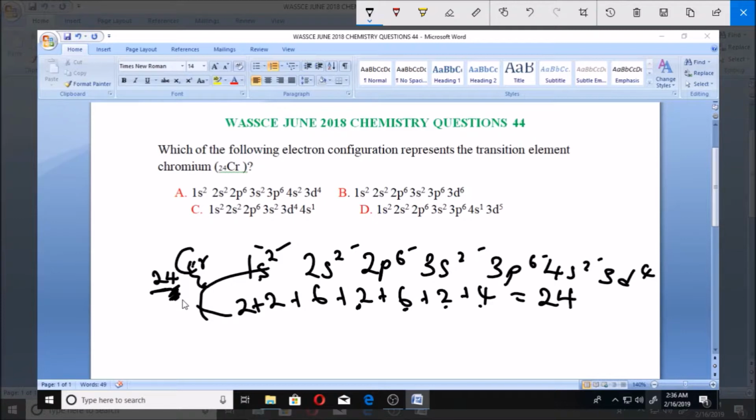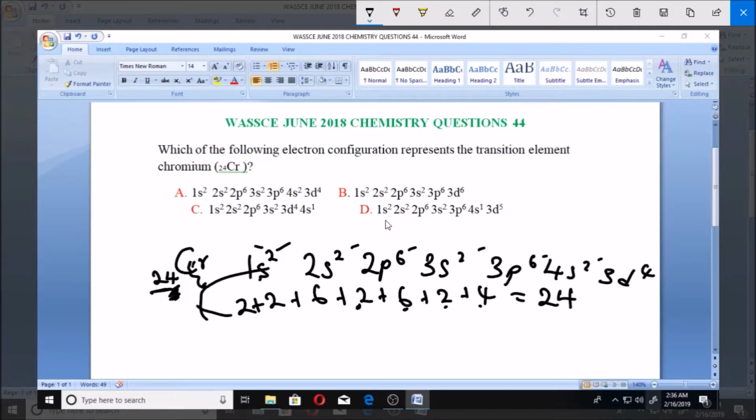Now, if we check for this other one, we have 2 plus 2 is 4, 4 plus 6 is 10, 10 plus 2 is 12, 12 plus 6 is 18, 18 plus 6, we also have 24. So can we say that this is now the answer?